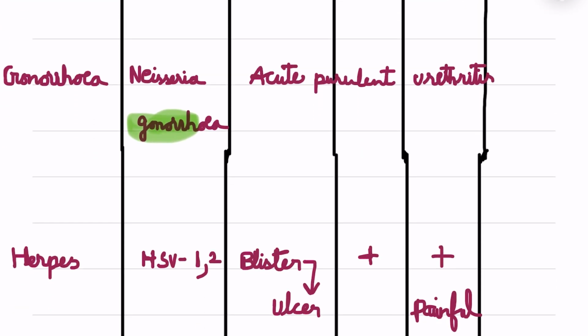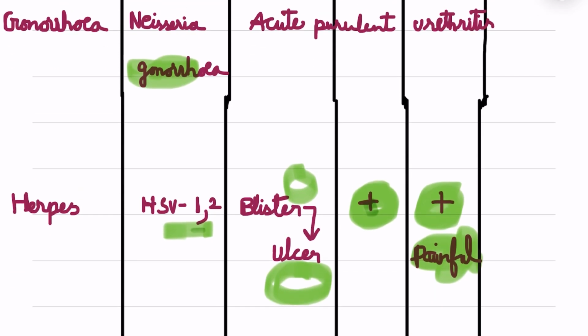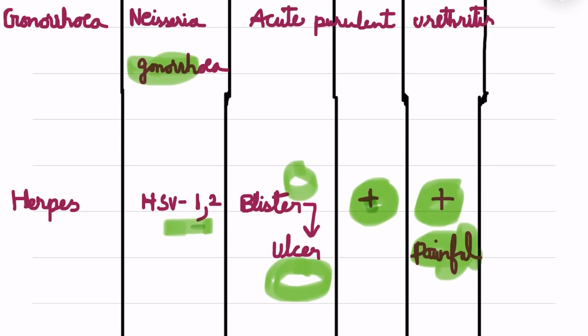Next, moving on to the viral infection, which is herpes. It is caused by both herpes simplex 1 and 2 viruses. Initially, it appears like a blister around the external genitals, and that blister later develops into an ulcer. That ulcer is very painful, and it also gives rise to lymph node enlargement that is also painful. So in case of herpes, the blister becomes an ulcer, which is painful, and the lymph node is painful. These are the common sexually transmitted diseases.